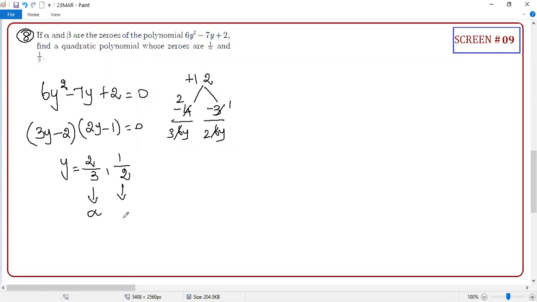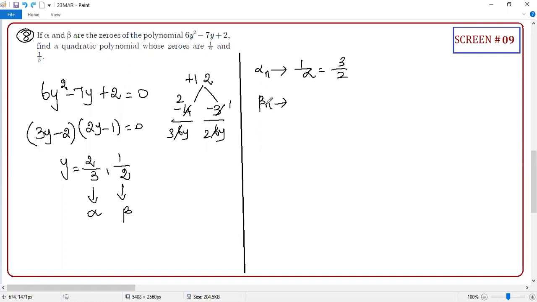Excellent, alpha and beta. So you have to form a quadratic polynomial with 1 by alpha and 1 by beta. So what is my new alpha? Alpha n is 1 by alpha, which is 3 by 2. What is new beta, beta n? It is 1 by beta, which is 2. Now these are the two new zeros.